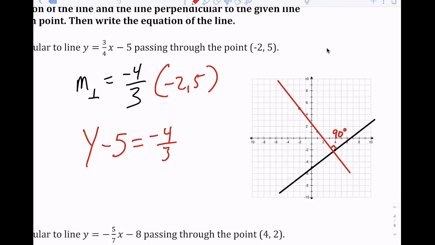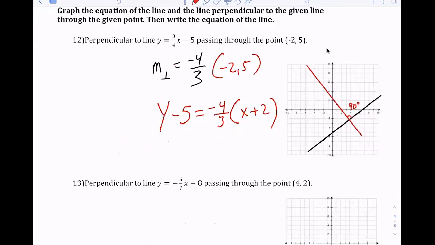-4/3. And then x minus or plus 2. That's all it is. You do it enough, it's simple, simple, simple. All right? Everybody trust me on the graphs, right? I made you draw some graphs so you could physically see that the intersection is a right angle.